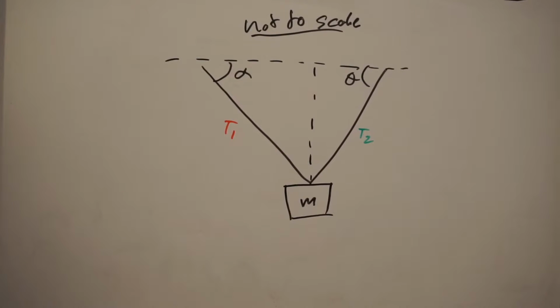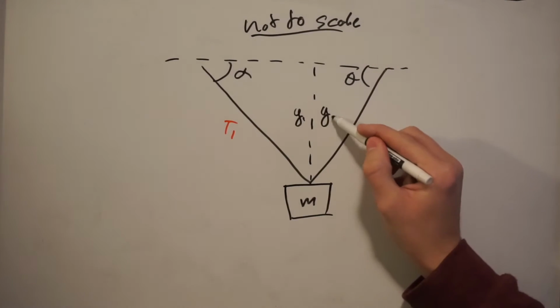Again, we can break this up into two triangles. If we're going to find the X component of this first triangle, we're going to use cosine, because cosine is the adjacent side over the hypotenuse.